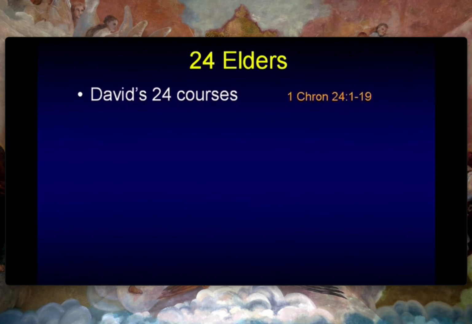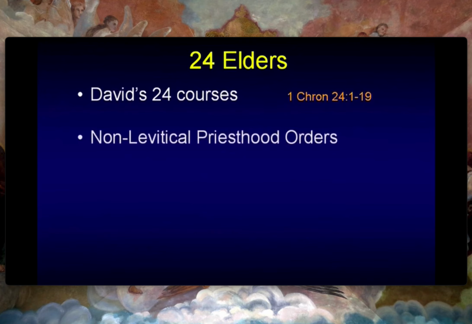24 elders. David divides the priesthood into 24 courses in 1 Chronicles 24. By the way, there were non-Levitical priesthoods in the Old Testament. This shocks many people. Jethro was a priest of Midian. He wasn't a Levite. What kind of priest was he? We don't know. Jacob gave tithes in Genesis 28. I'd love to know to whom. We don't know much about that.